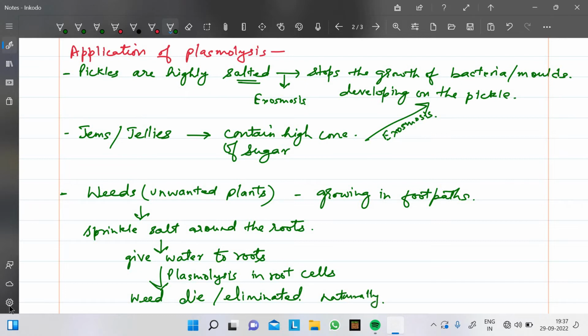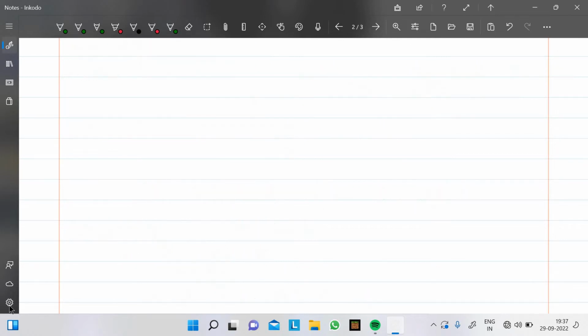So these are some applications of plasmolysis in our day-to-day life. Here I have completed all the terms associated with plant-water relations. Now I am going to discuss some questions based on NCERT or NEET. Just have a look at the NCERT ones.